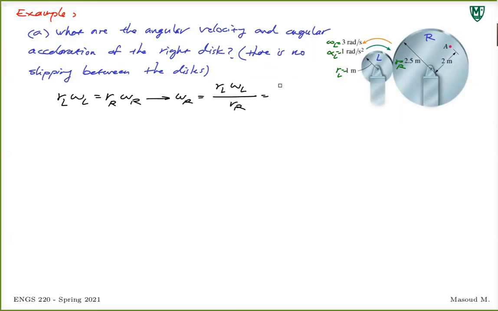Or we can just write them as well. RL is 1, omega L is 3, divided by R right, which is 2.5. So 3 over 2.5 becomes 1.2 rad per second. All right. That's the angular velocity of the right disk.